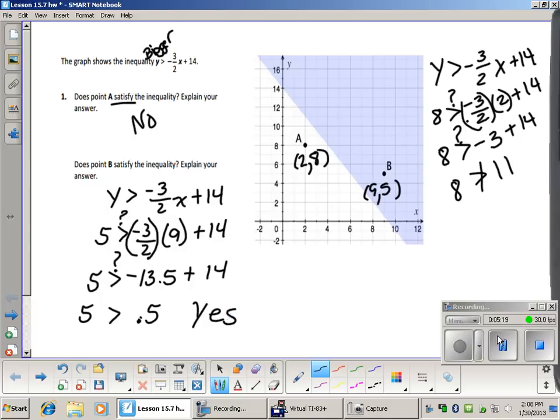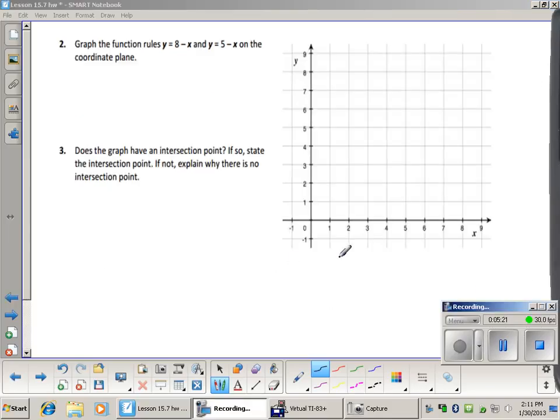Alright guys, here we go with number 2. I'm being asked to graph the function rules y equals 8 minus x and y equals 5 minus x on the coordinate plane that we're given. Okay, so the first thing I want to do is look at y equals 8 minus x and decide what I can pick out of that that's going to be helpful for me when graphing.